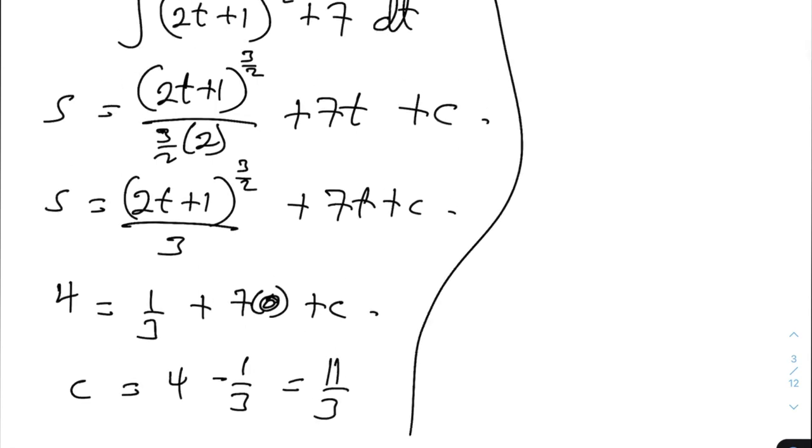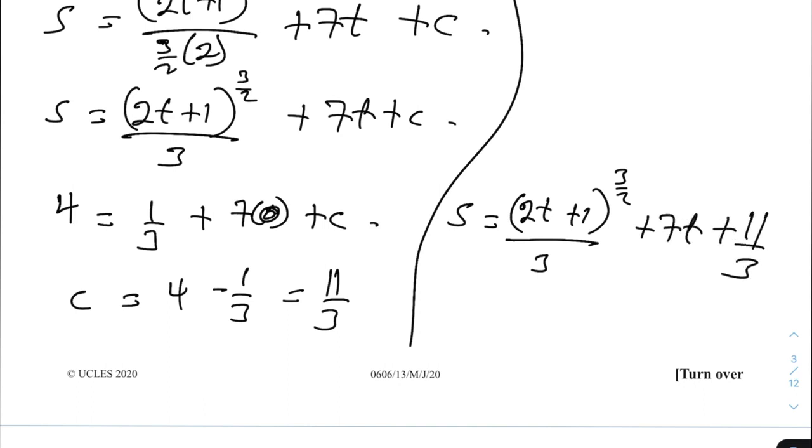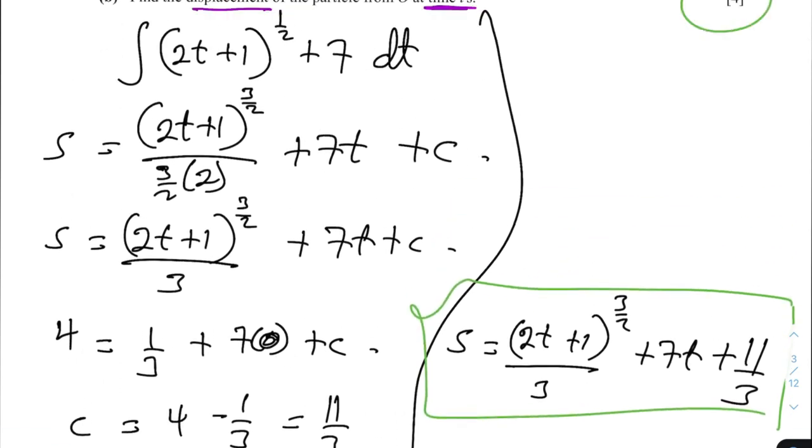So we can confidently write that the complete form will become (2t + 1)^(3/2) divided by 3 plus 7t plus 11 over 3. Okay, and then we are basically done. Okay, and then you score your 4 marks here.